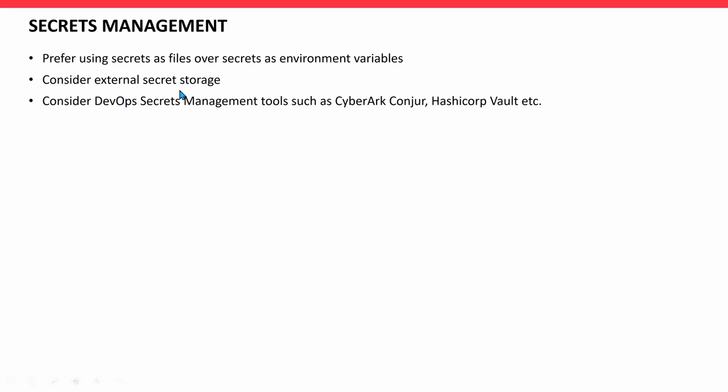Consider external secret storage. It's a good idea to have a NAS mount or a SAN mount to store the secrets if you use them locally. Consider DevOps secret management tools such as CyberArk Conjur and HashiCorp Vault. They store the secrets in the repository and distribute them on a need basis.